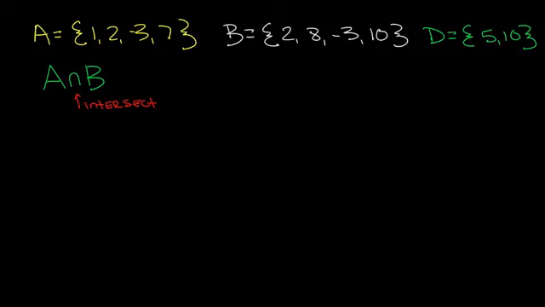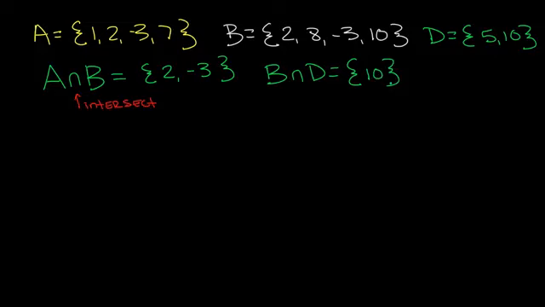To work out what that is in this case, I think it's pretty easy to see that 2 is both in A and in B, and minus 3 is in both A and B, and nothing else is. So A intersect B is equal to the set 2, minus 3. Okay, let's also work out, for example, that B intersect D is equal to the set of things which B and D have in common. And we see the only element in there is 10.